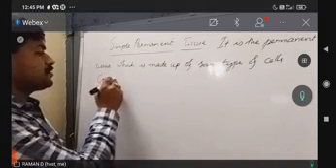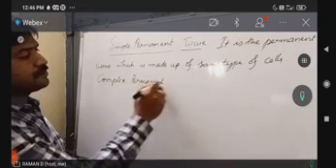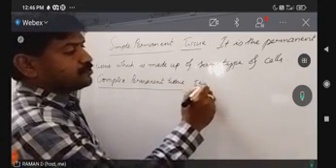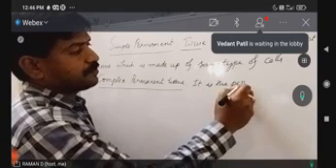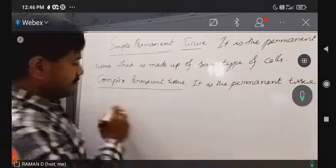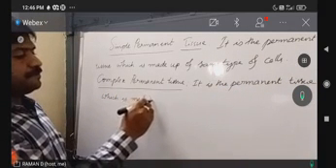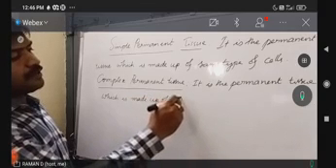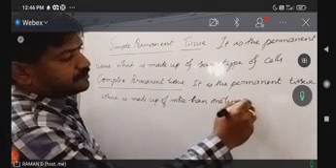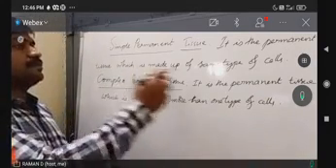Whereas complex permanent tissue is the permanent tissue which is made up of more than one type of cells. More than one type of cells. So this is the difference.